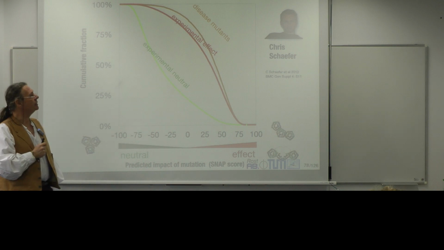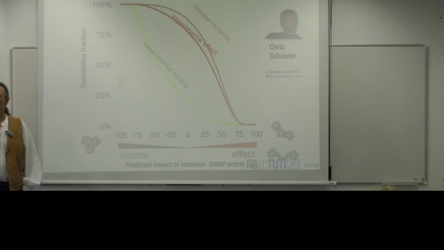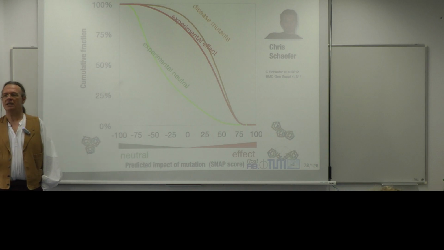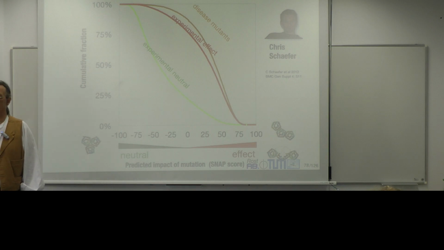If I show you this: red is cross-validation effect, green is cross-validation neutral. OMIM is a new dataset that I've never seen before, and it's higher. So our method better distinguishes more stark or more drastic difference.